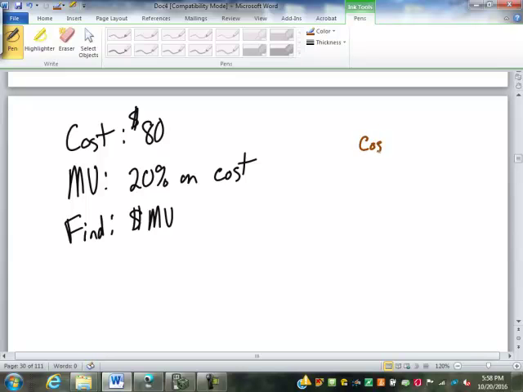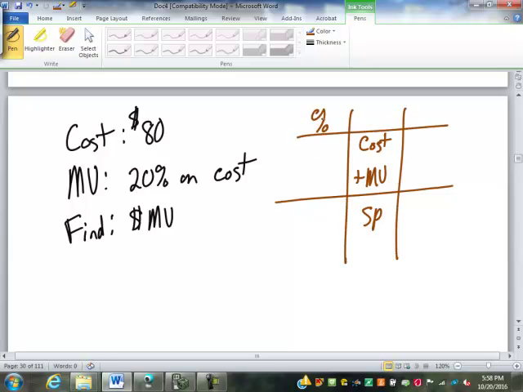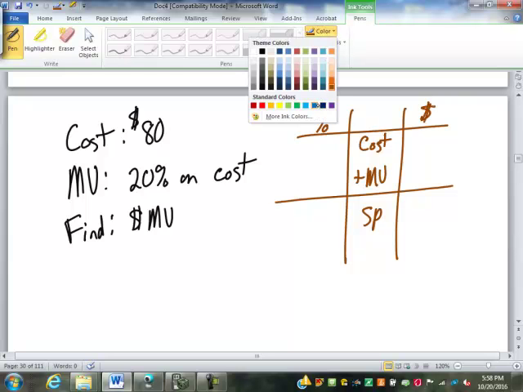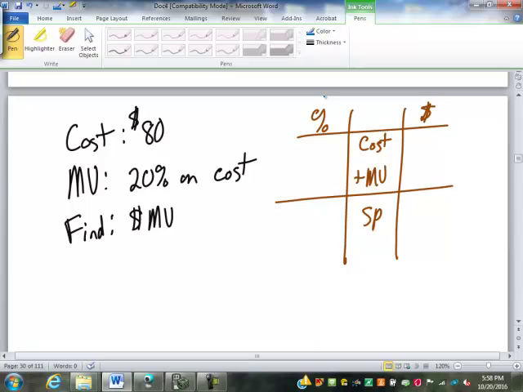So our table is still the same. Cost plus markup equals selling price. What do we know? 80 goes where? Cost is $80. What else do we know? 100% goes in for cost. Yep. 20% goes for markup. And we can very quickly find this one's going to be 120.